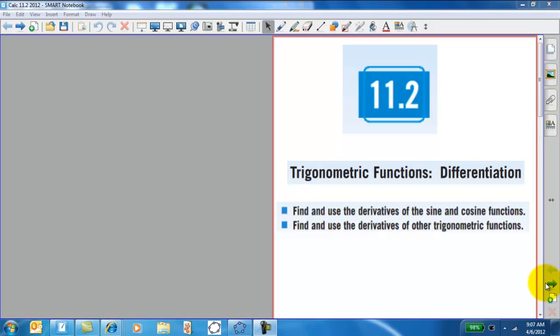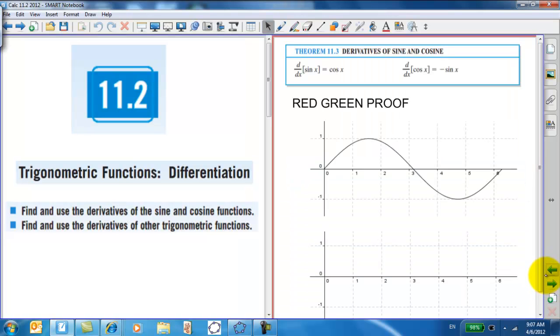Hello calculus students, here we are with 11.2, trig functions differentiation, where we take the derivative of the sine and cosine and all the other trig functions. So, the derivative of the sine and cosine. The derivative of the sine of x is cosine x, and the derivative of the cosine x is negative sine x. Let me try and convince you of this with a little red-green proof here.